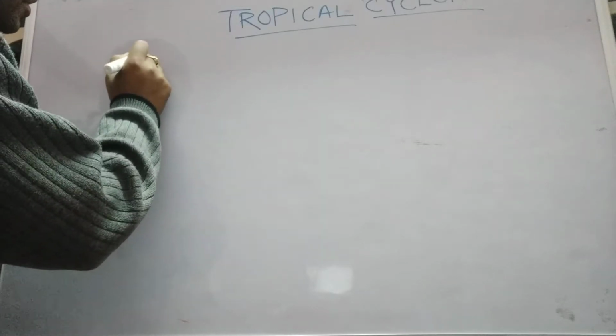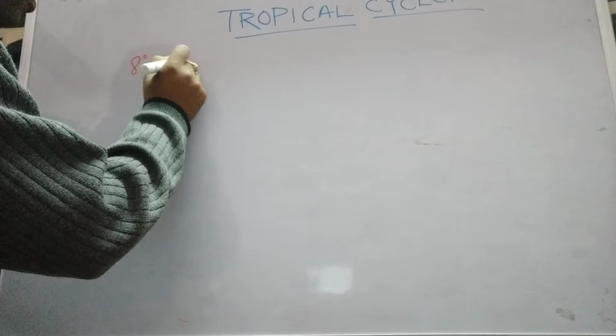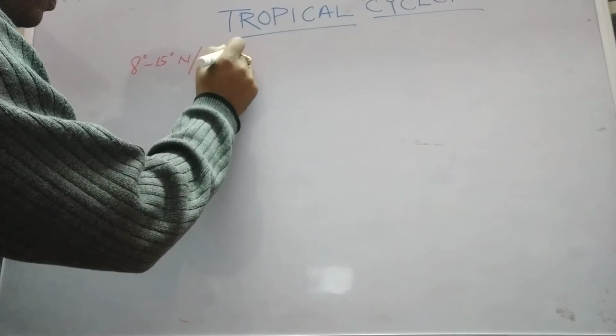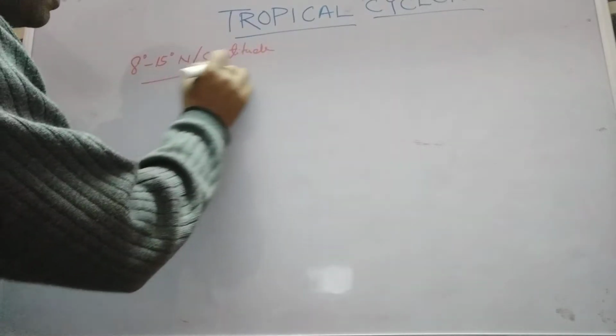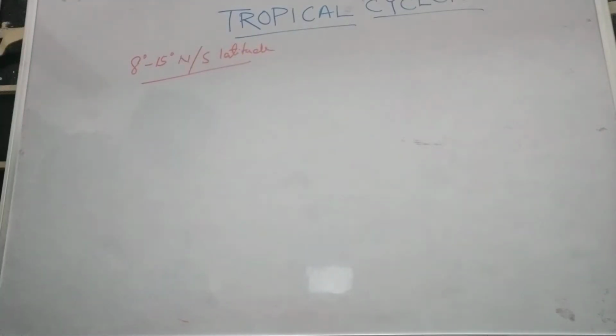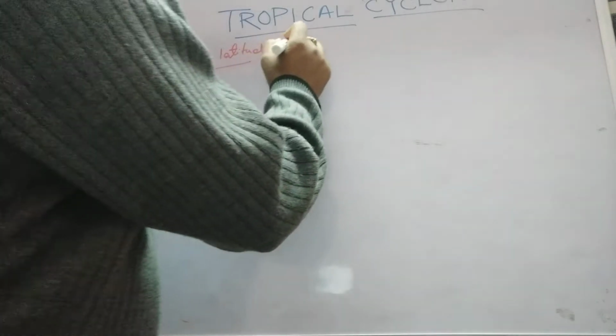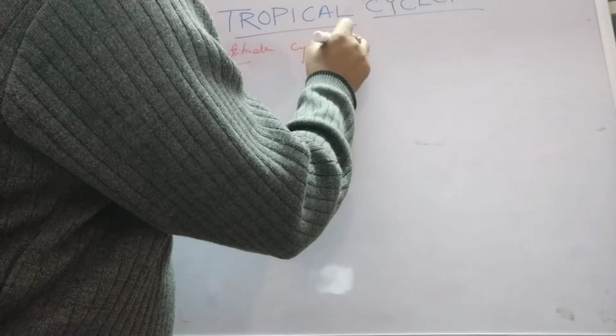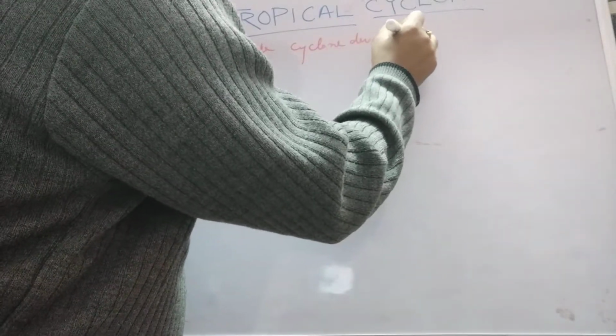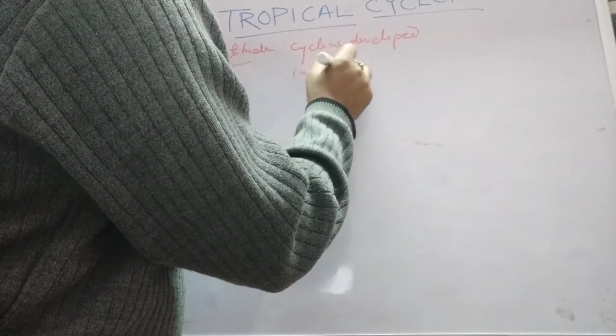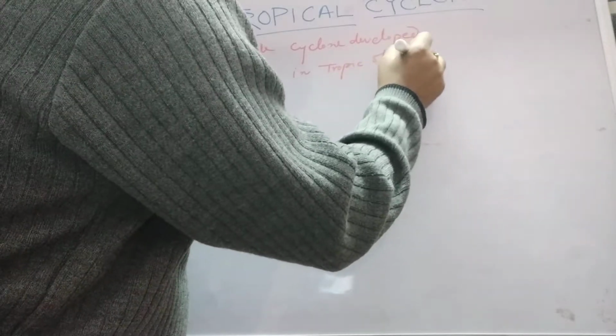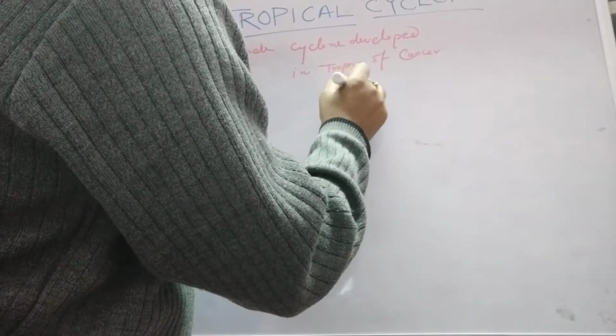Today we are going to discuss the tropical cyclone. That is the cyclone which is developed in the tropical regions, basically 8 degree to 15 degree north and south latitude, that is in both the hemispheres. That we can say the cyclone developed in both the Tropic of Cancer and the Tropic of Capricorn.